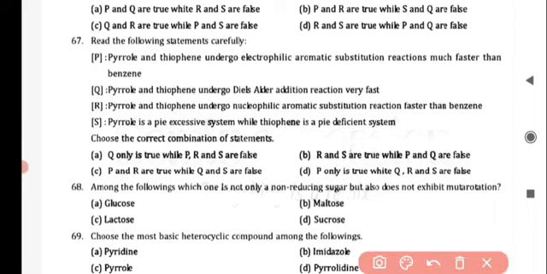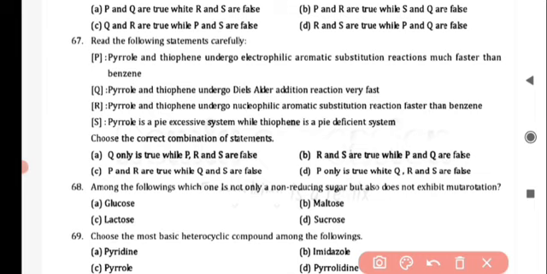Next question is, read the following statements carefully. P is pyrrole and thiophene undergo electrophilic aromatic substitution reactions much faster than benzene. Q is pyrrole and thiophene undergo Diels-Alder addition reaction very fast. R is pyrrole and thiophene undergo nucleophilic aromatic substitution reaction faster than benzene. S is pyrrole is a pi excessive system while thiophene is a pi deficient system.